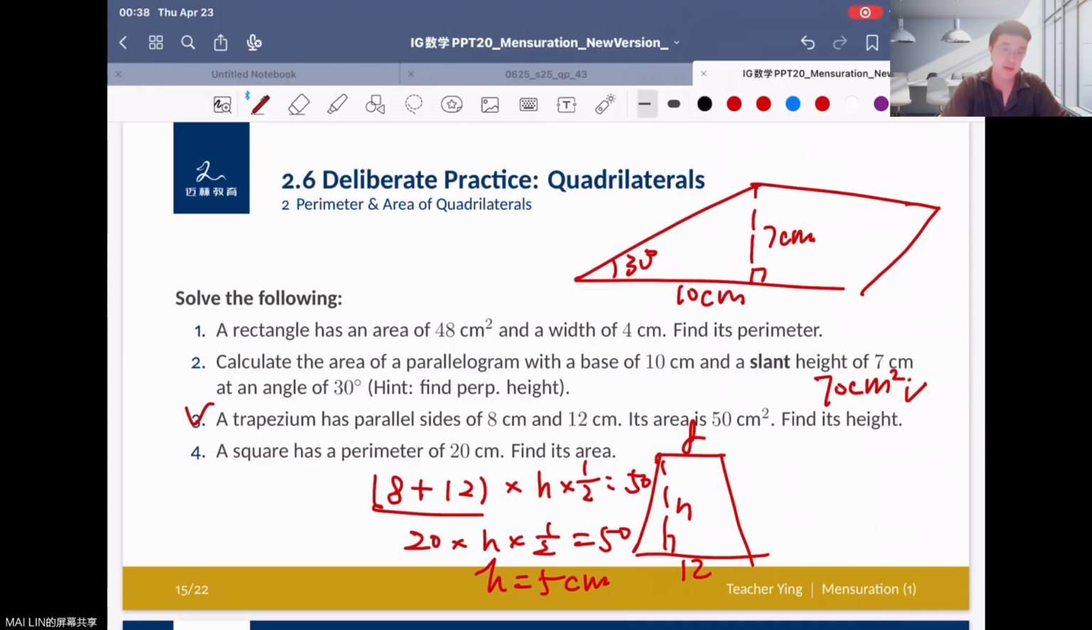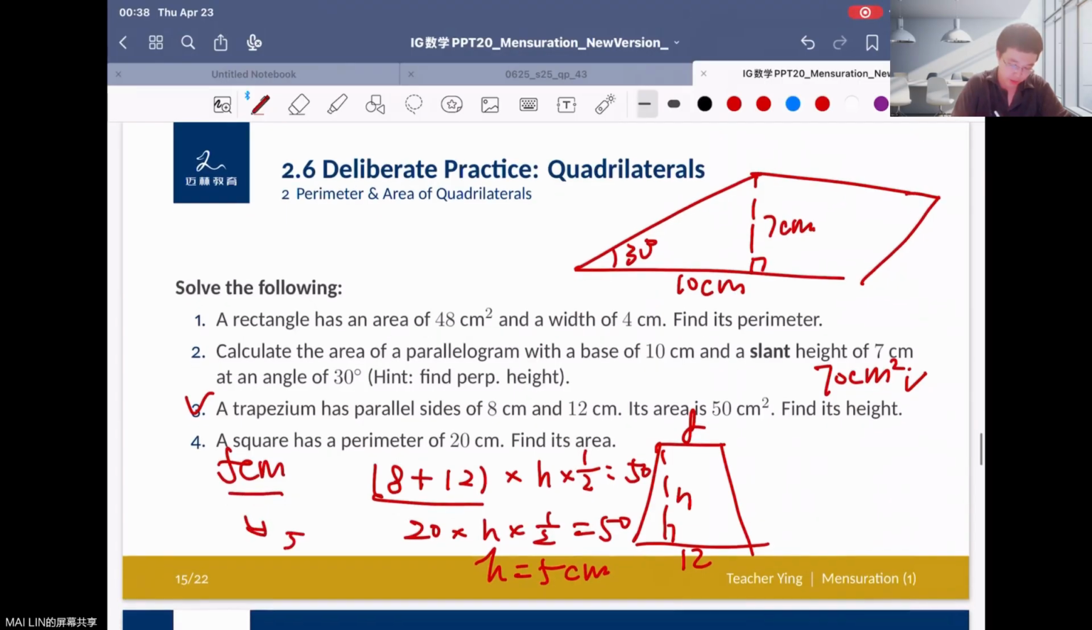And for the last problem, a square has a perimeter of 20 centimeters. For each side, that is 20 centimeters over 4 equals 5 centimeters. So the area equals 5 squared, which is 5 times 5, 25 centimeters squared. That is the fourth problem.